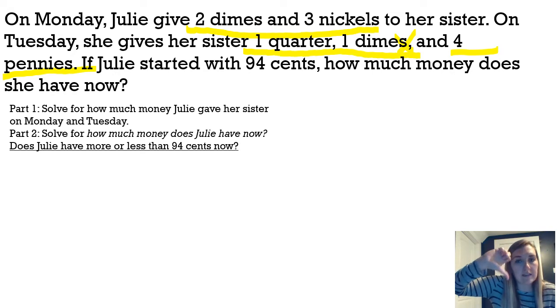Julie now has less than 94 cents because she gave away some of her money to her sister. So her money is going away and she will have less. So if I know less, I need to solve 94 minus 74. Take time to pick a strategy to solve this. While you're working, I'm going to try out the vertical form because that's most efficient.